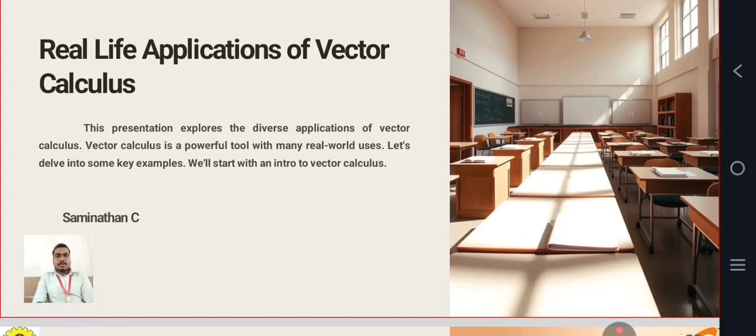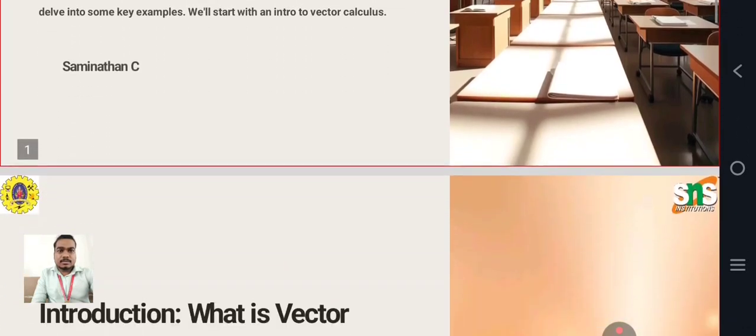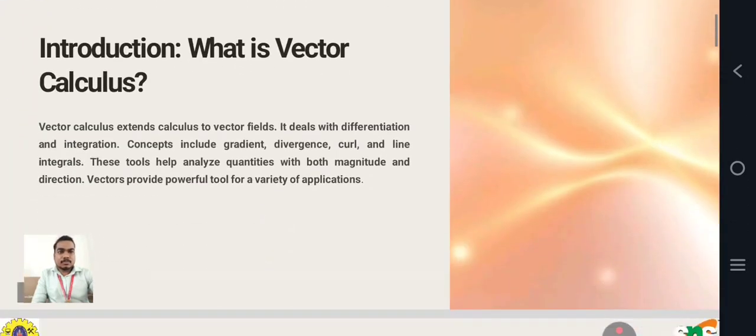Vector calculus is a powerful tool with many real world uses. Let's derive some key examples. We will start with an introduction to vector calculus. First, we will see what vector calculus is. Vector calculus is the branch of mathematics concerned with differentiation and integration of vector fields in three-dimensional Euclidean space. The term vector calculus is sometimes used as a synonym for the broader subject of multivariable calculus.